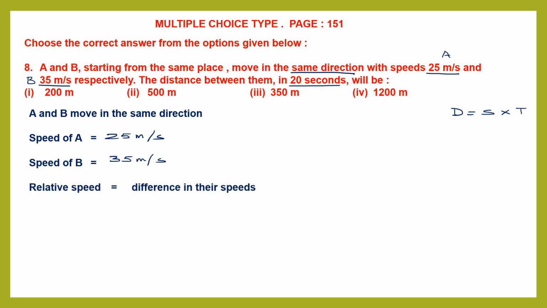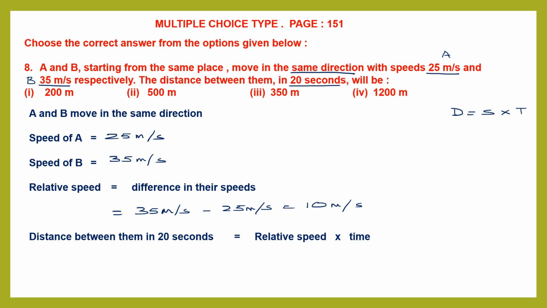To find the relative speed, we have to find the difference in their speeds. Now, when they move in the same direction, you have to subtract their speeds. So here, since they're moving in the same direction, we are going to subtract their speed. That means we're going to take 35 meters per second and subtract 25 meters per second from this. So now we have 35 minus 25 is 10, that is 10 meters per second. So now we have got their relative speed. Now we can find the distance.